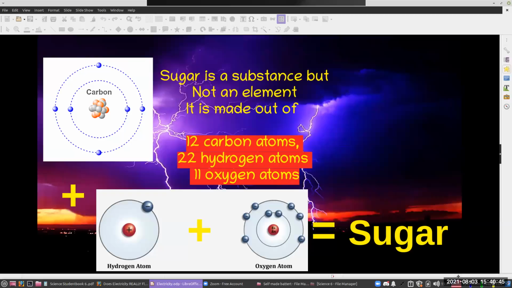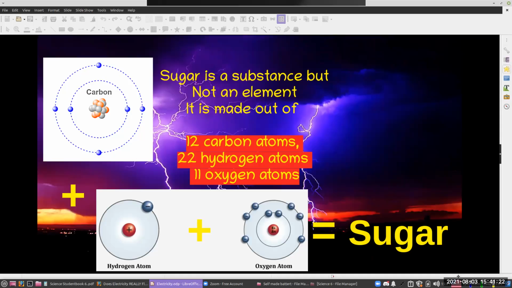To understand, as an example, sugar is a substance, but not an element. It is made out of 12 carbon atoms, 22 hydrogen atoms, and 11 oxygen atoms. If I mix these ingredients together, same as when you make a cake, you need eggs, you need water, you need baking soda, you need many different ingredients to make something. So here sugar is made out of carbon, hydrogen, and oxygen, and then I get sugar.